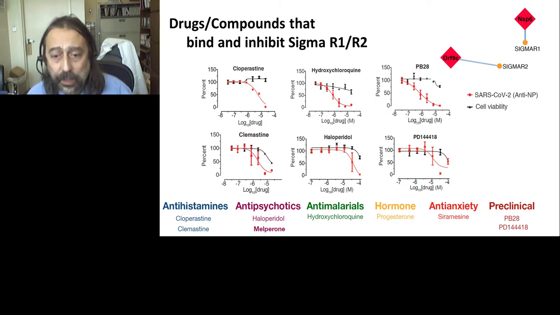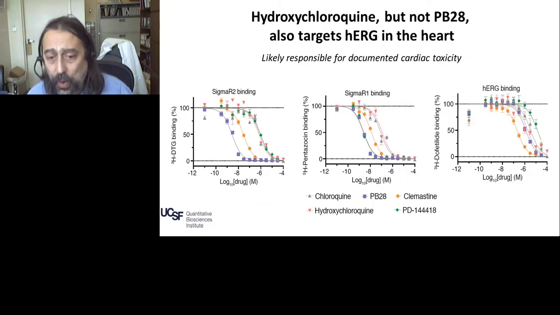So one of the advantages of using PB28 versus chloroquine or hydroxychloroquine is that if you look for binding of these compounds to the sigma receptors and to another close receptor, which is a receptor that is found in the heart, hERG, and that is believed to give some of the toxicity of hydroxychloroquine and chloroquine, both hydroxychloroquine and chloroquine bind quite efficiently to the human hERG receptor, meaning that it's likely that they have some cardiovascular toxicity, and they bind more poorly to the sigma receptors.